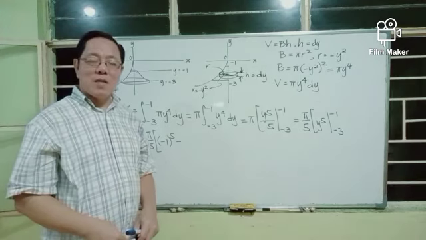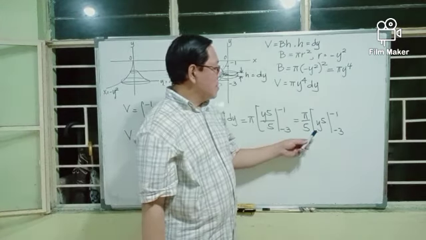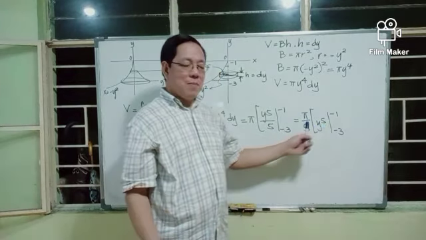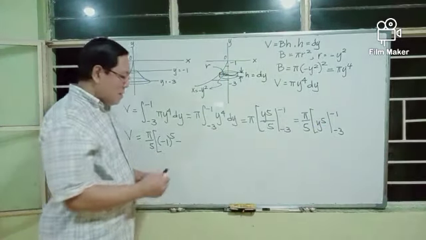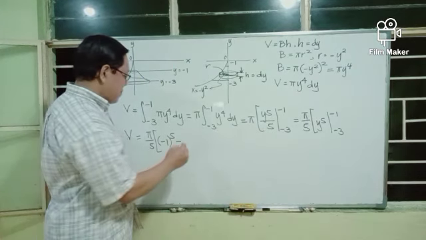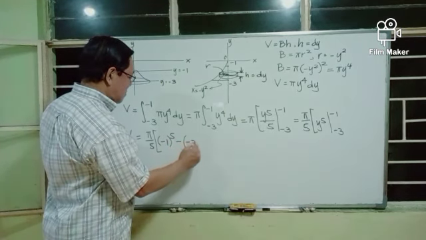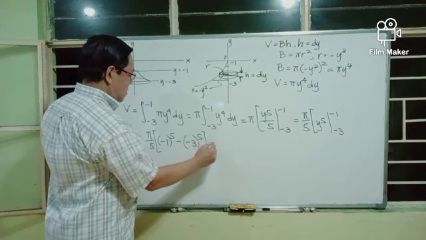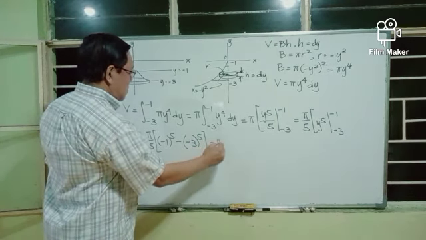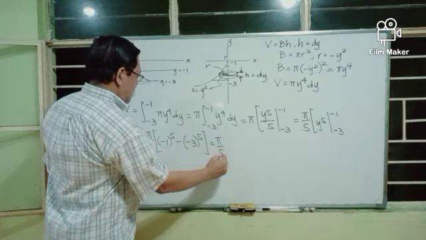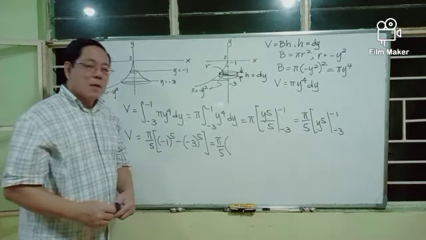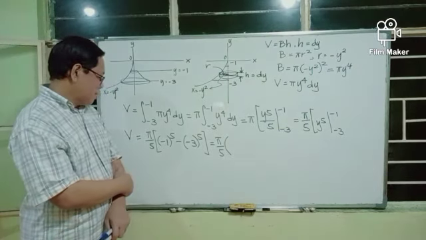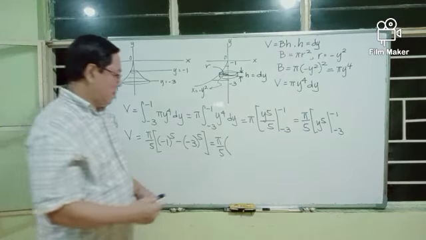When y equals negative 3, you get negative 3 raised to 5 minus negative 1 raised to 5. And negative 1 raised to 5 is negative 1.